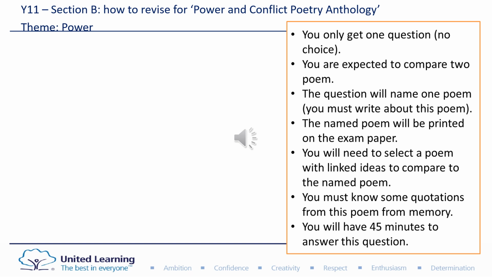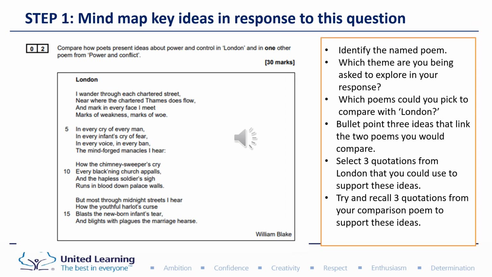You must know some quotations from this poem from memory, and you will have 45 minutes to answer this question. So to give you an example of what this would look like: compare how poets present ideas about power and control in London and one other poem. So the named poem here is London. The theme you are being asked to explore is the ideas about power and control.